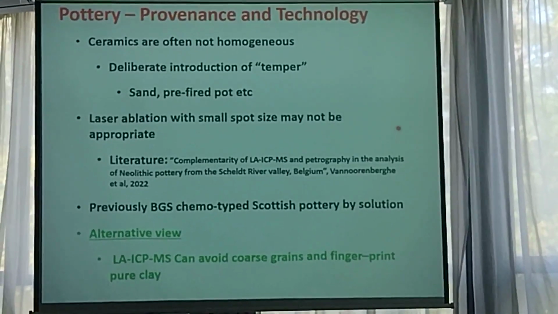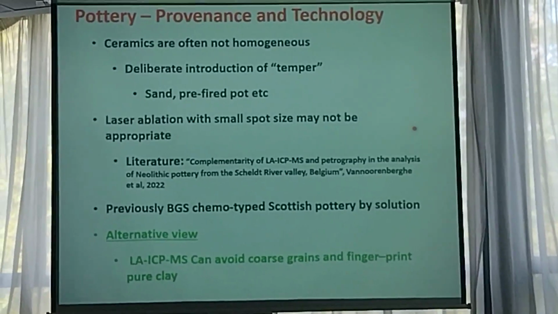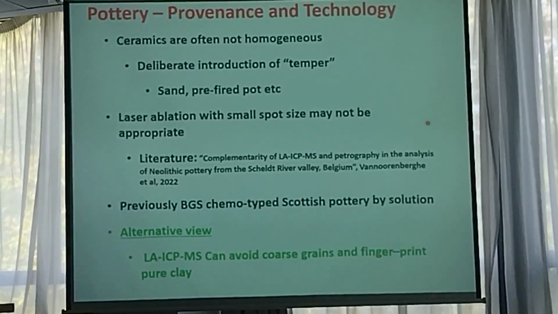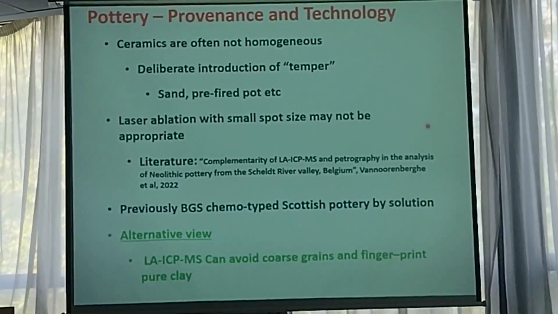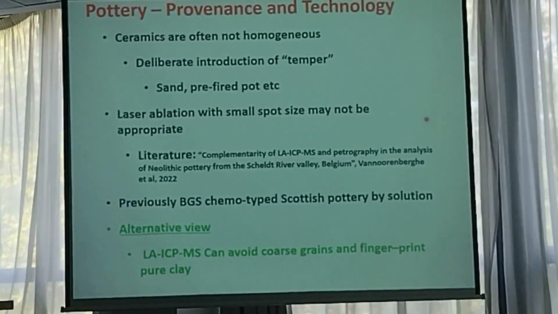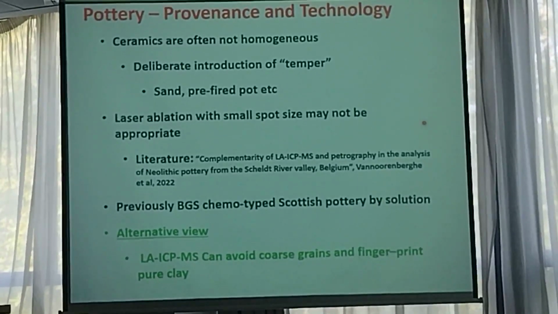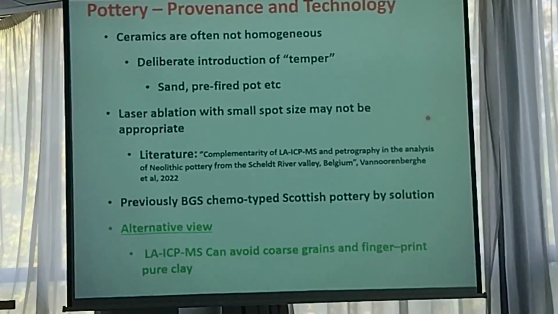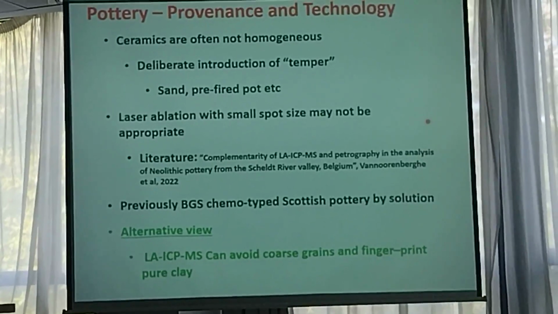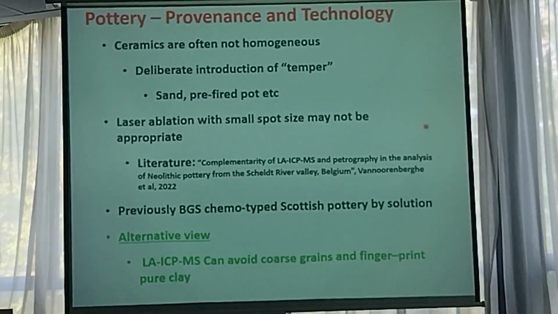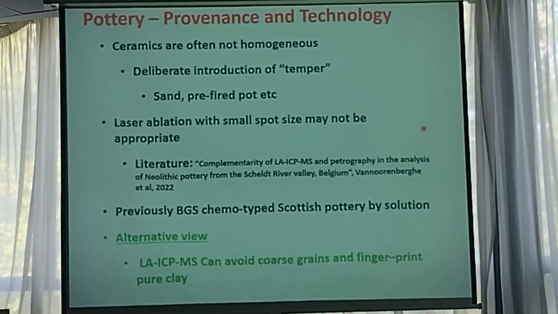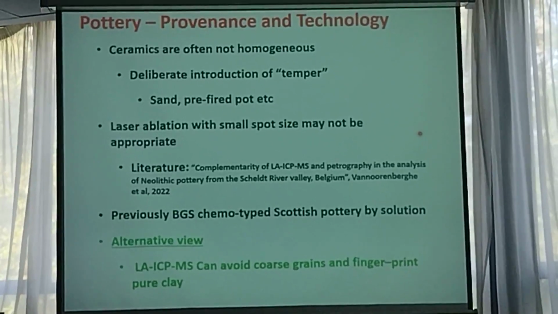Okay, my third material is pottery, for provenance. So the first thing I think with ceramics we must consider is that they are naturally not homogeneous, certainly compared to glass. There is often the deliberate introduction of temper, and that is sand or pre-fired pot or some shell. Many different things are used, along with the basic clay, the kaolinite or montmorillonite or whatever the mineral clay is.